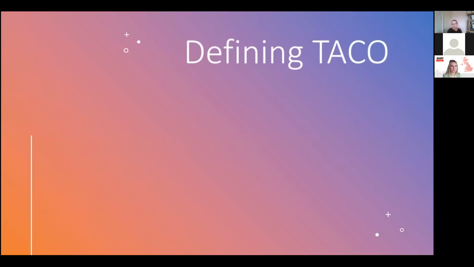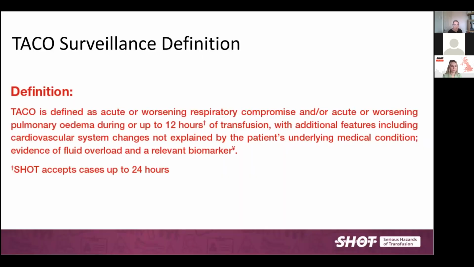So defining TACO has been quite difficult over the years, I think, but I can give you an update. This is the definition that we use for SHOT at the moment, and indeed is used internationally in many haemovigilance organisations. So TACO is defined as acute or worsening respiratory compromise and/or acute or worsening pulmonary edema during or up to 12 hours of transfusion, with additional features including cardiovascular system changes not explained by the patient's underlying medical condition, and that can be quite complicated, but also evidence of fluid overload and a relevant biomarker.